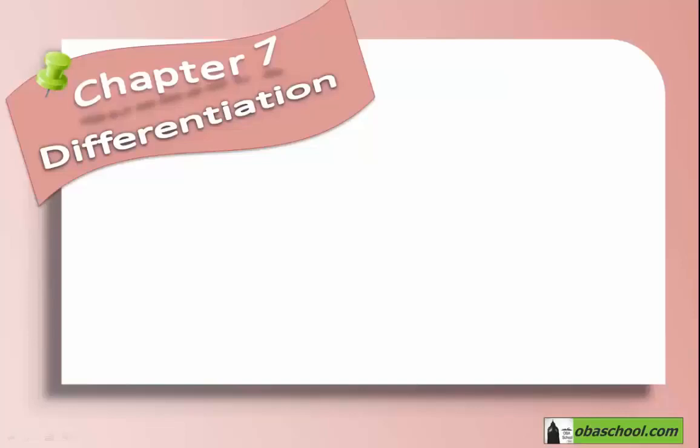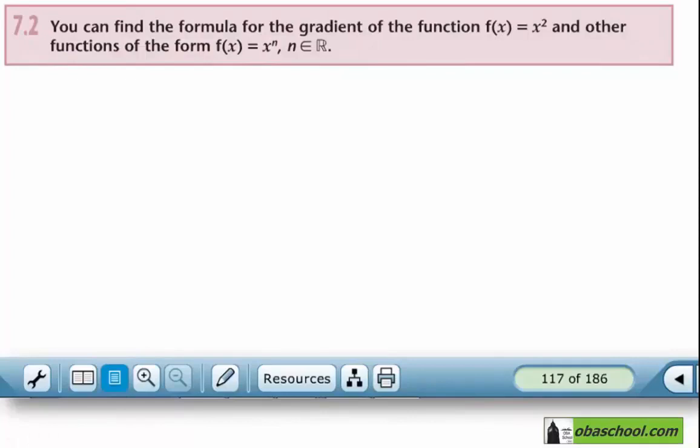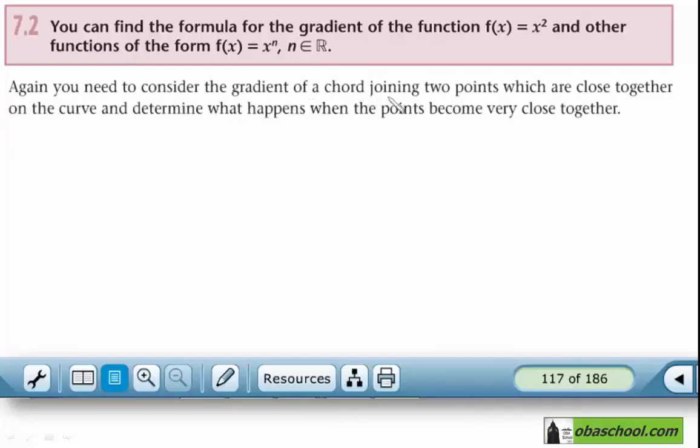In this tutorial, we are going to continue with the same objective, that is to find the formula of the gradient of the function f of x equal to x cubed at any point. In the previous tutorial, we read in 7.2 page 117, you can find the formula for the gradient of the function f of x equal to x squared and other functions of the form f of x equal x power n. Again, you need to consider the gradient of a chord joining two points which are close together on the same curve and determine what happens when the points become very close together.